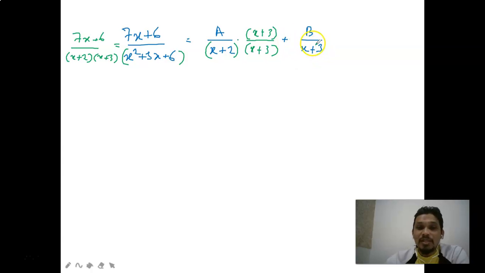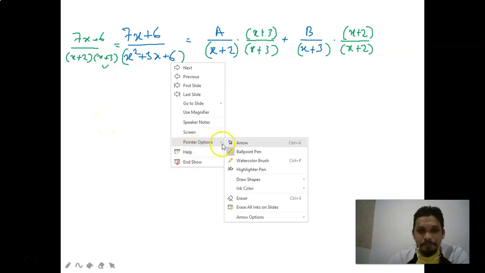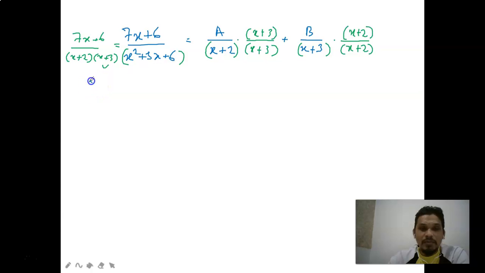And what about this one here now? Yes, we only have x plus 3 and we need another of x plus 2. So multiply with x plus 2 and also x plus 2. Okay, so the denominator for both fractions are equal with the equations here. So now we may compare the numerator.